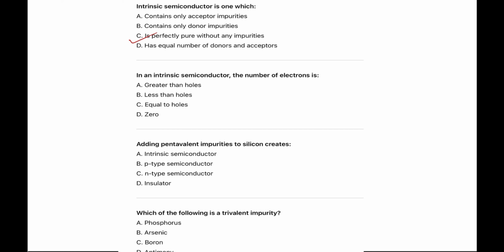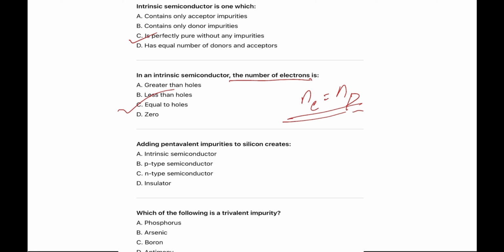In an intrinsic semiconductor, the number of electrons is: option A greater than holes, option B less than holes, option C equal to holes, option D 0. In the case of an intrinsic semiconductor, the number of electrons will be equal to the number of holes. So, we can write the number of electrons is equal to the holes. That is option C. Next question.